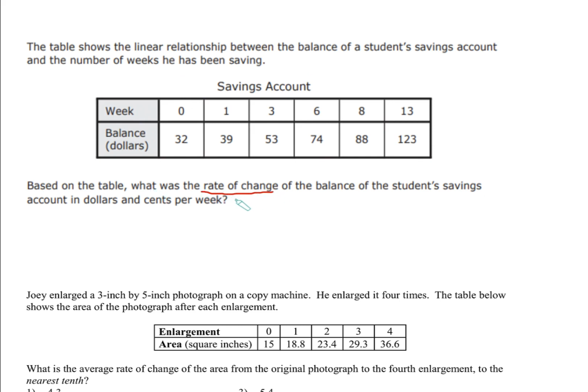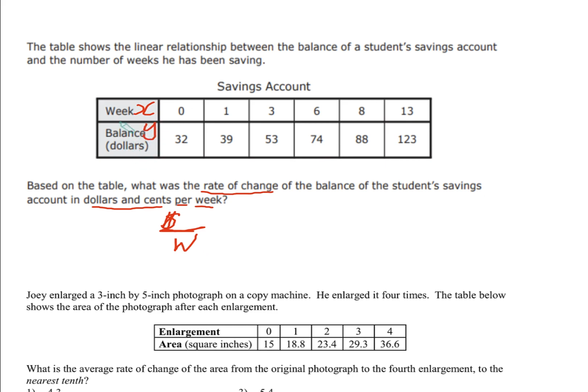Now remember with slope, they either use the word slope or they use rate of change of the balance of the student's savings account in dollars and cents per week. Now remember, per means divide. So you've got the money and then you've got the weeks at the bottom. And remember, I said that slope was the change of y over the change of x. So x is your denominator, which means that the weeks is your x and the balance is your y.